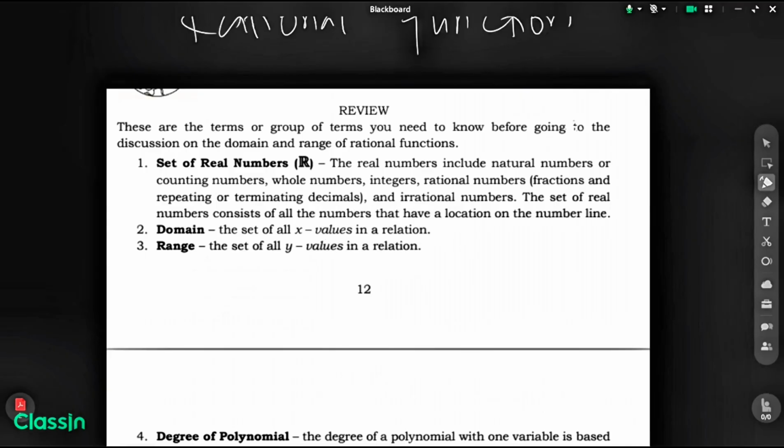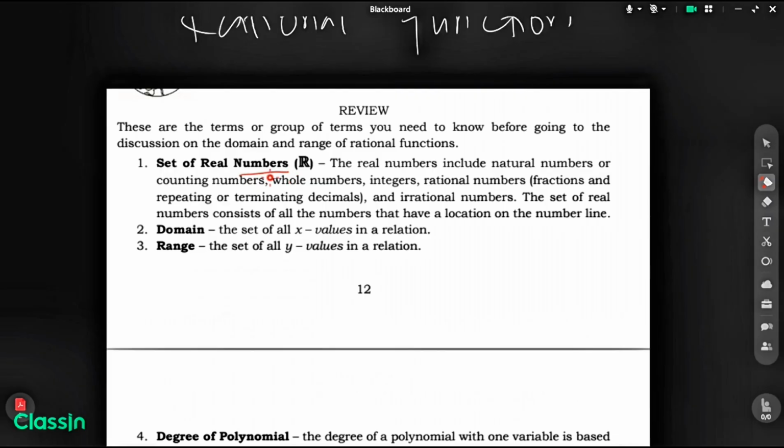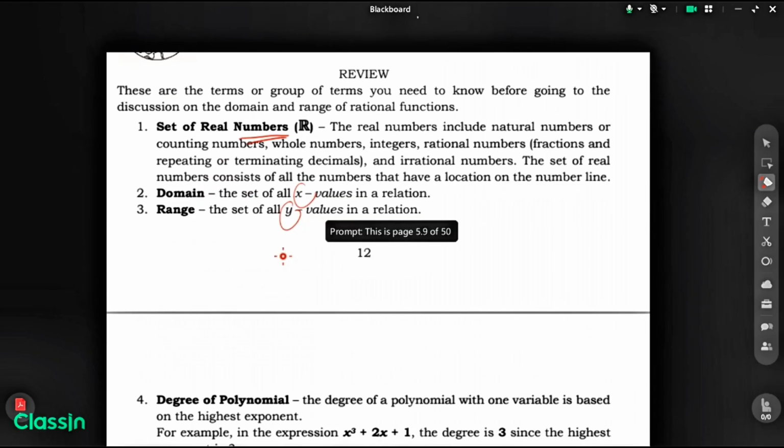Set of real numbers. When we say set of real numbers, it includes natural numbers, counting numbers, whole numbers, integers, rational numbers, which are fractions, repeating or terminating decimals, and irrational numbers. For domain, these are the set of all x values, and for the range, these are the set of all y values in a relation.